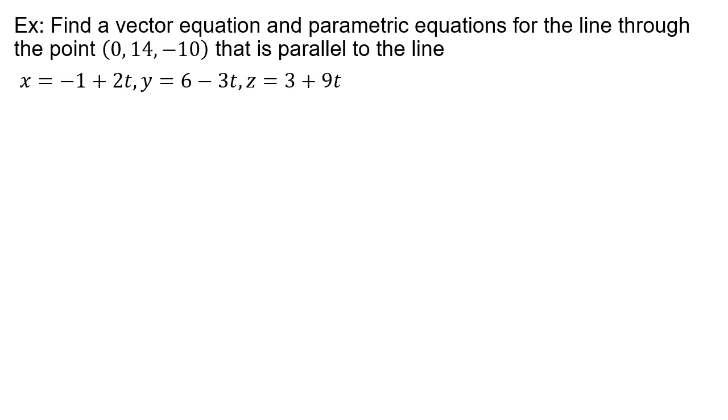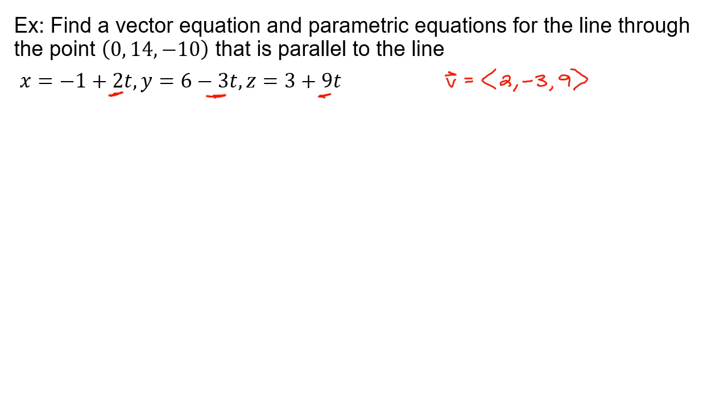And so we need our vector v. Remember, if it's in parametric form, your vector is sitting in front of your t's. So our vector is 2, negative 3, 9. That would be my vector v.